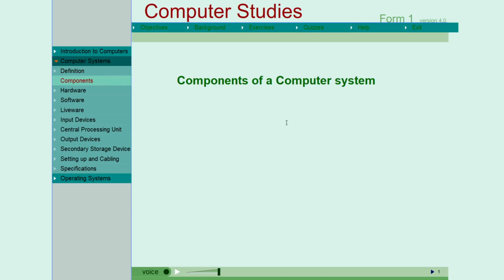The components include 1. Hardware, 2. Software, 3. Liveware, or computer user, interacting together to perform a task.